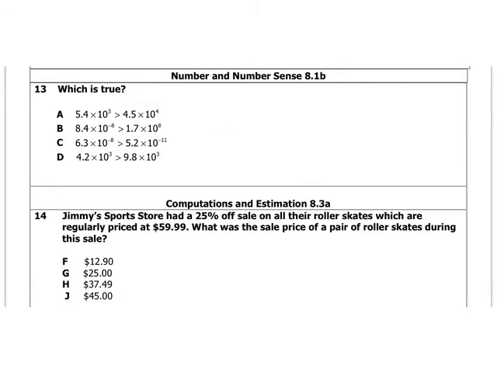Which is true? So we've got to take our scientific notation values and put them in standard notation. Only one of these can be true. So let's start with 5.4 times 10 to the third power. Let's recall what this means. That's really 5.4 times 1,000. And what I do is I take my decimal point and I move it 1, 2, 3 spaces. It's number of decimal places, that's what that exponent tells us, not number of zeros.